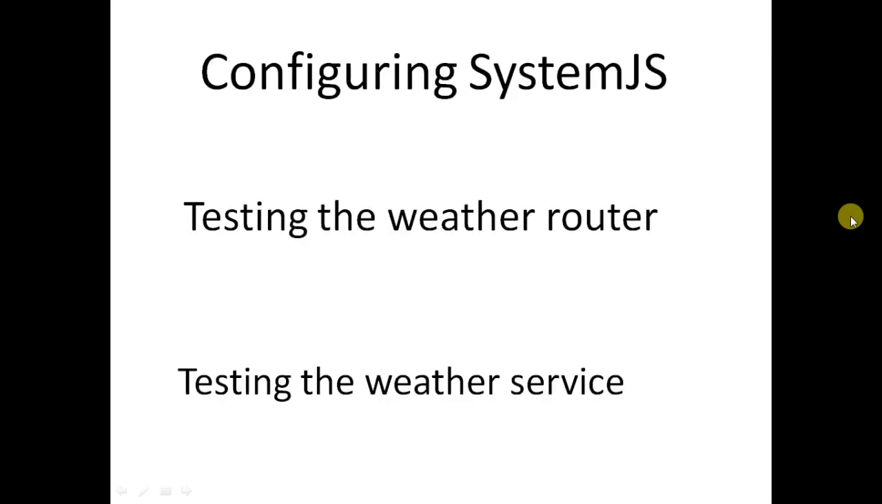Now, configuring SystemJS. To use an HTML-based test runner, you need to add Angular testing modules to your system.js configuration. This is the fragment from the systemjs.config.js file that comes with the project.